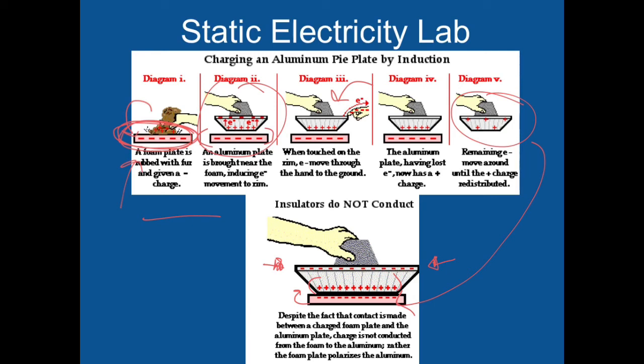Think of that process again. We donate electrons in step 1. Step 2, through induction, you push the negative charges towards the top of the pie tin and give it a partial positive charge on the bottom. In step 3, through grounding and touching it, you suck out, in a way, some of the extra negatively charged electrons. And what do you do in step 4 and 5? You leave behind more positive charge, which makes the plate a positively charged object.